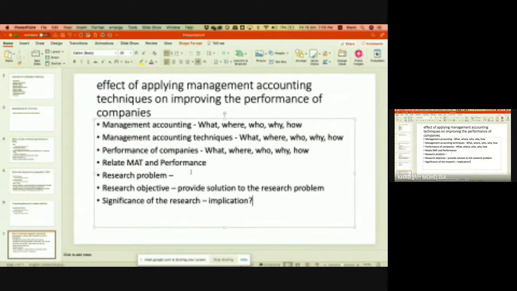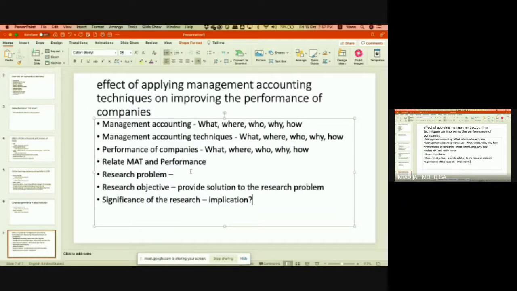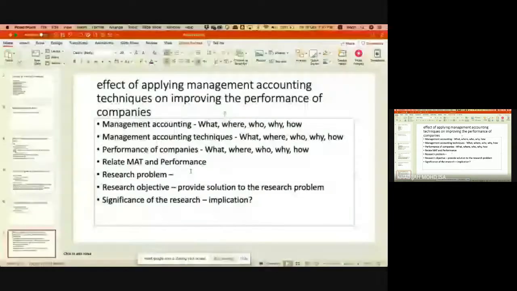That's why the name is research proposal, because we want to see what you are doing: what is the problem, what is your objective of doing the research, and how important is the research? What is the significance of the research? If it's not significant, why do research? If it's not useful, why would you spend your money and time on the research? So your research must be something that is significant.